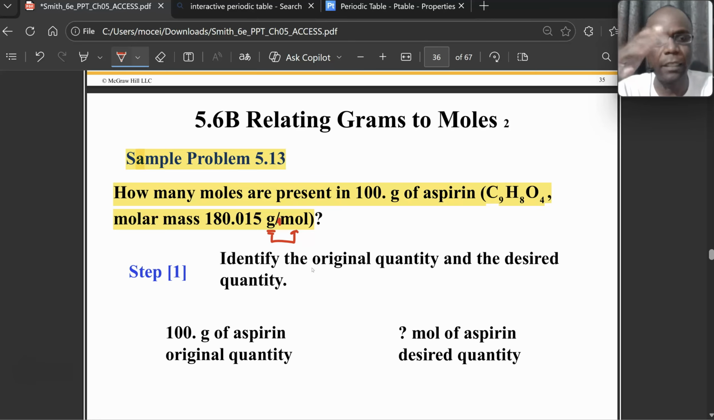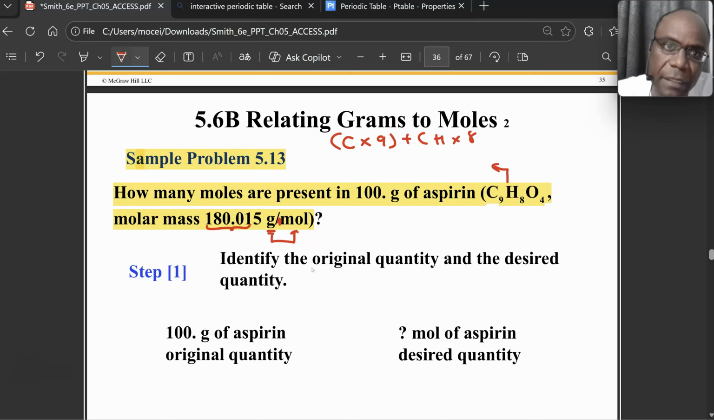But now we are saying a given mass of a compound, as found by adding the composite masses of the elements of that substance or compound, is equivalent to 1 mole. So we are told that aspirin has this much mass. And if you want to get the 180, it's simple. Just take the mass. You see this formula right here? Take the mass of carbon times 9, and then add the mass of hydrogen times 8, and then add the mass of oxygen times 4. And let's do that and see.